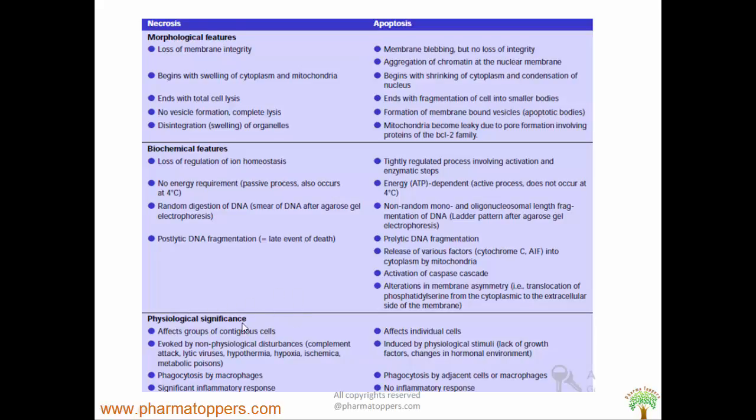And also the physiological significance is to be remembered, that is, necrosis affects the contiguous cells. It is evoked by non-physiological disturbances, with phagocytosis by macrophage and significant inflammatory response, whereas apoptosis affects only individual cells. It is induced by physiological stimuli, phagocytosis by macrophage, which is more or less similar, but also by adjacent cells, and there is no inflammatory response.